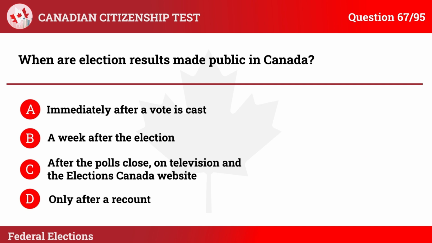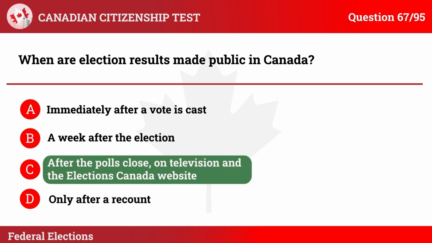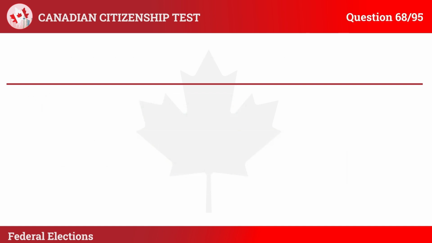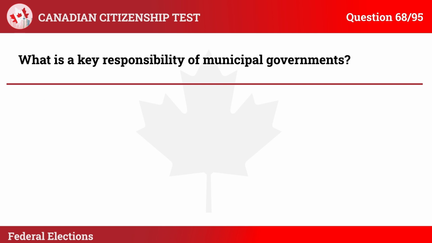The correct answer is C. After the polls close, on television and the Elections Canada website. Explanation: election results are made public after the polls close, typically announced on television and the Elections Canada website. Question 68. What is a key responsibility of municipal governments?